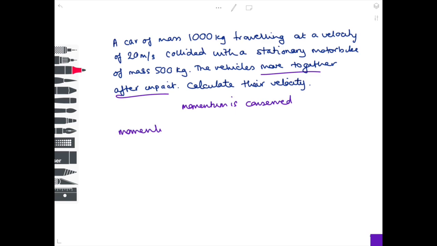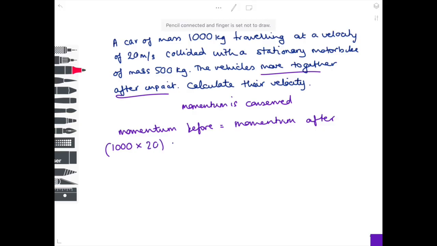Momentum before equals momentum after. So let's have a look at momentum before. So what is the momentum of the car before? Well, it's its mass, which is 1,000, times its velocity, which we've told is 20 meters per second. The motorbike has a mass of 500 kilograms, but its velocity is 0 because it is stationary. The momentum afterwards will be their combined masses, which is 1,000 plus 500. So that's both the mass of the car and the motorbike, times their velocity, which is what we're after.